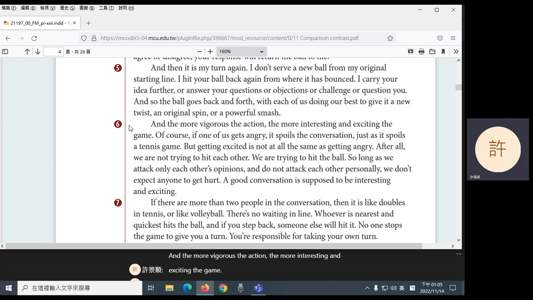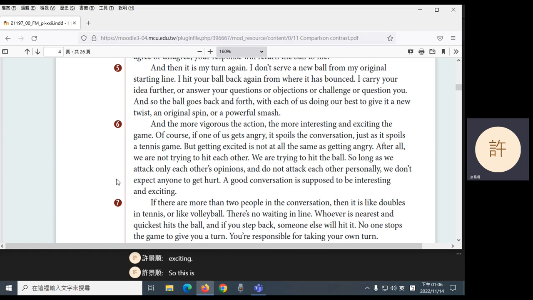Of course, if one of us gets angry, it spoils the conversation, just as it spoils a tennis game. But getting excited is not at all the same as getting angry. After all, we're not trying to hit each other, we're trying to hit the ball. So long as we attack only each other's opinions and do not attack each other personally, we don't expect anyone to get hurt. A good conversation is supposed to be interesting and exciting.